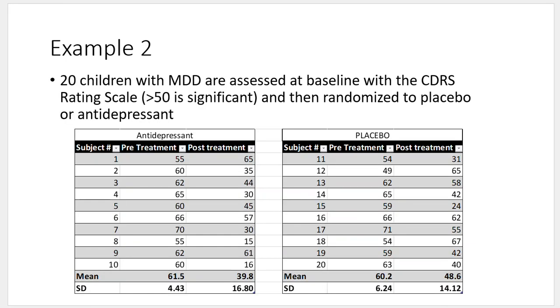Now let's take another example. Let's say we're going to take 20 kids with depression, and we use the Children's Depression Rating Scale to do this study. Again, we randomize them to placebo or antidepressant. You will notice that we do get a reduction in CDRS scores in the antidepressant group. We go from 60 to 39, but kind of a wide standard deviation in the post-treatment group. If we look at placebo, it goes down a little bit. We go down from 60 to 48 with, again, a wide standard deviation.